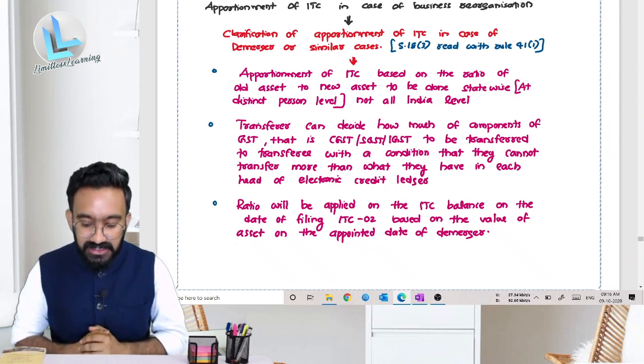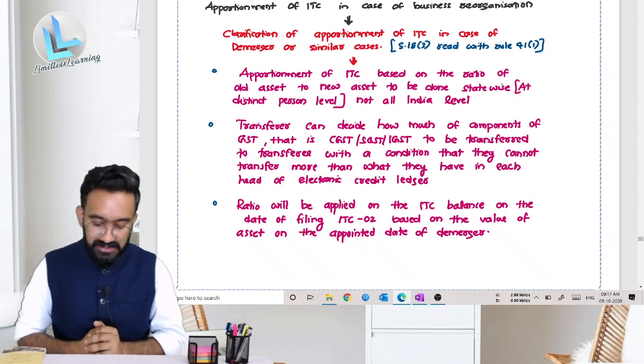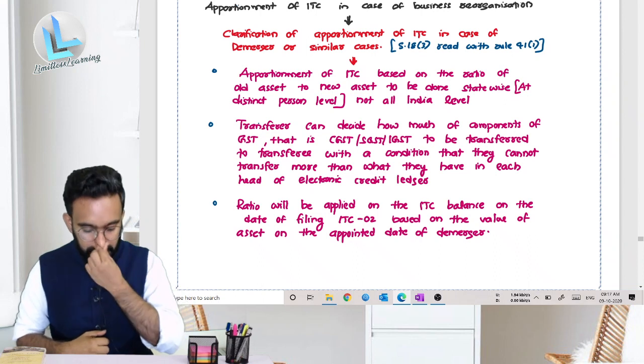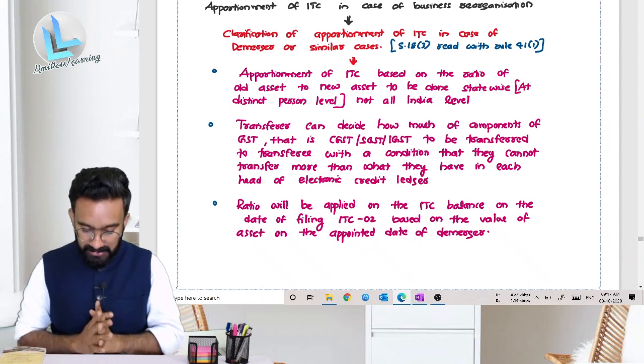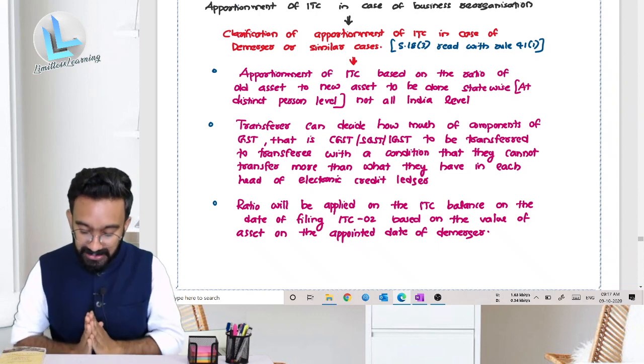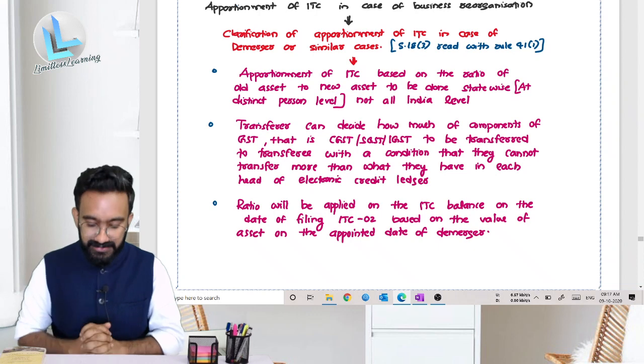Apportionment of ITC in case of business reorganization. Okay, so there's been clarification that is given in Rule 41, which says that how do you apportion ITC in case of demerger and similar cases. There are 3 points that you will have to be careful about. Apportionment of ITC based on the ratio of old asset to the new asset to be done state-wise at distinct person level, not all India level.